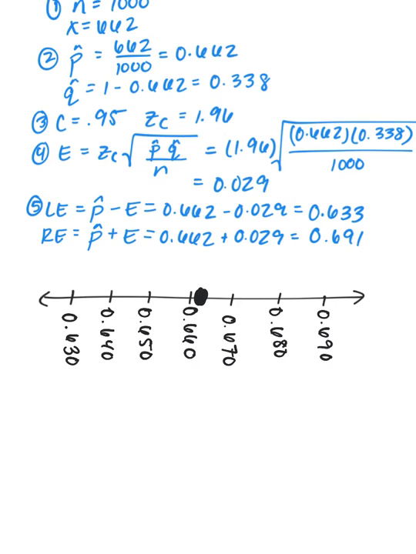Okay, we put a left parenthesis on our left endpoint, so 0.633. We put a right parenthesis on our right endpoint, 0.691. And then we just darken up the interval in between to show that it's somewhere in here.